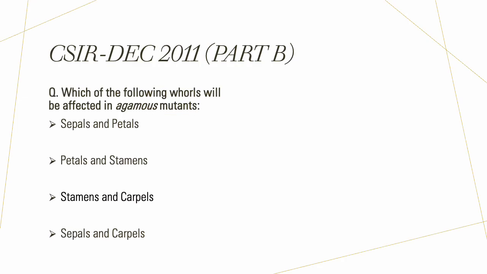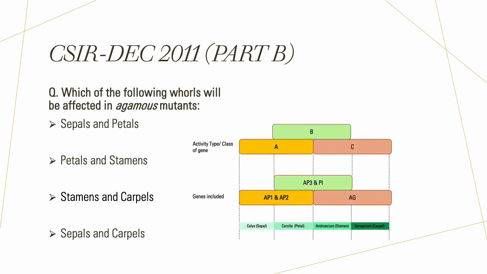Let's discuss the questions from previous years. This is a question from 2011, part B. Which of the following whorls will be affected in an agamous mutant? Once again, this question can be easily answered from the figure that I just showed you in my lecture. So agamous mutant. The AG gene basically belongs to what class of genes? The C class of genes.